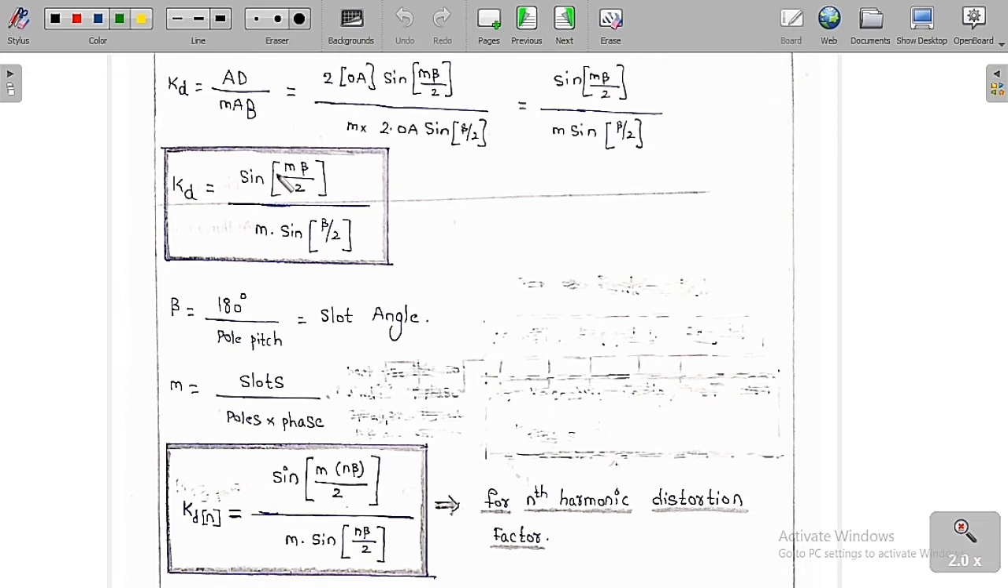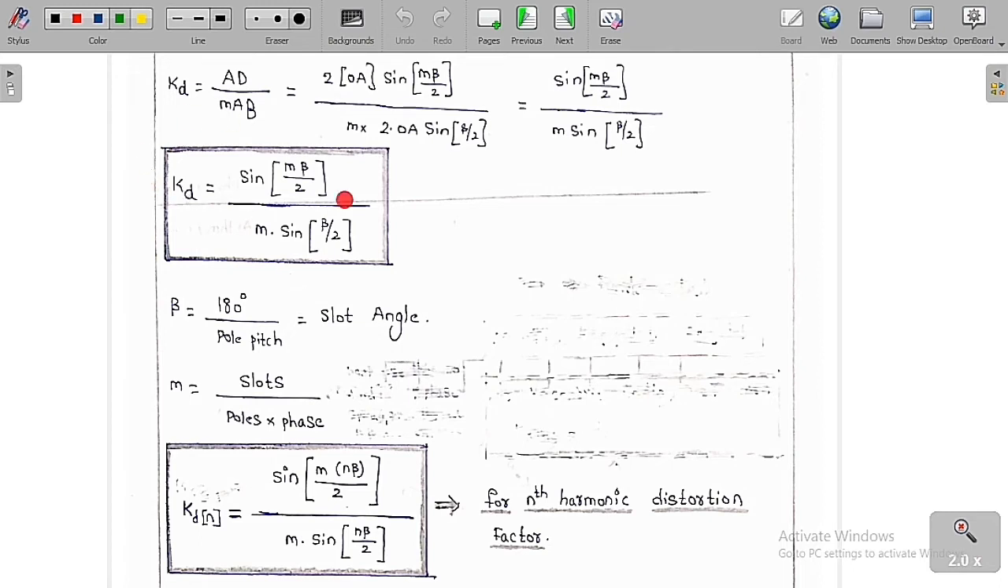KD is also called the distribution factor, or simply the spread factor, or the breadth factor. These are the different names for this KD. This formula you need to always remember: KD is equal to sine of M beta by 2 divided by M into sine of beta by 2. So this is called the distribution factor.